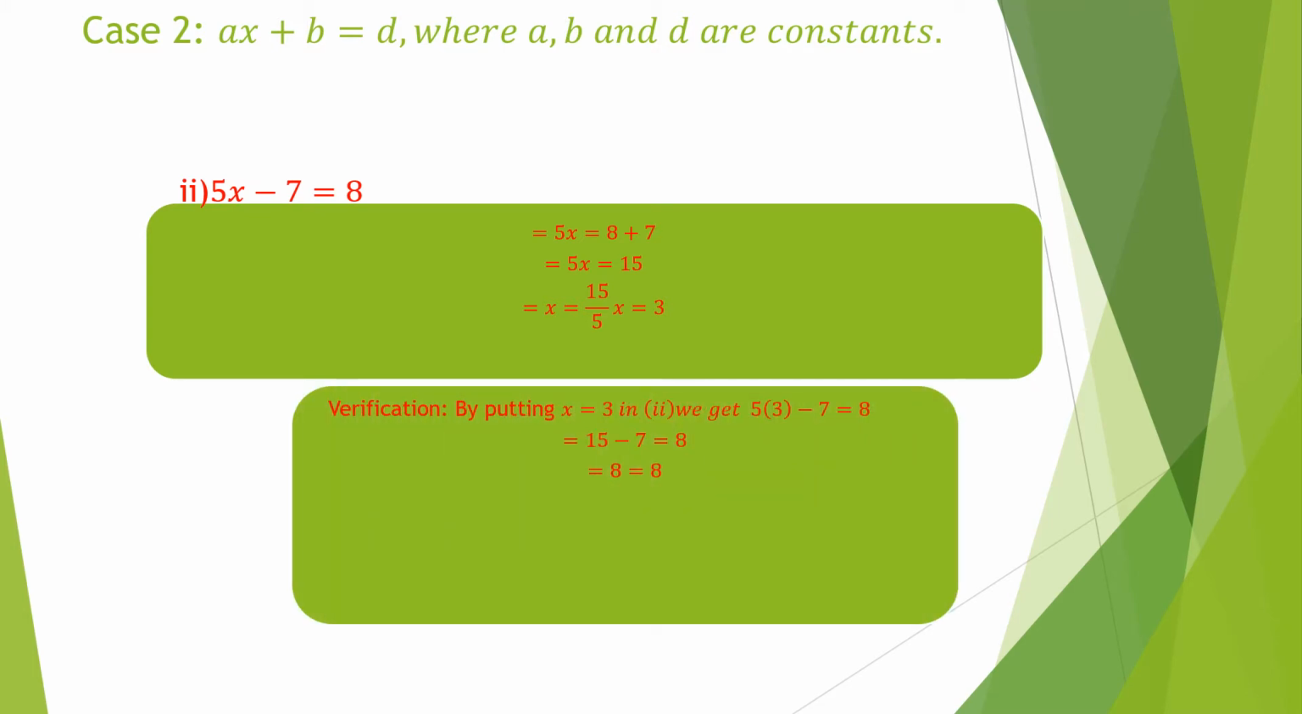Now the verification is by putting x is equal to 3, which is the answer of x, in equation number 2, which is the original equation. We get 5x, 5 into 3, 15 minus 7 is 8. Left hand side is equal to right hand side. Equation is verified.